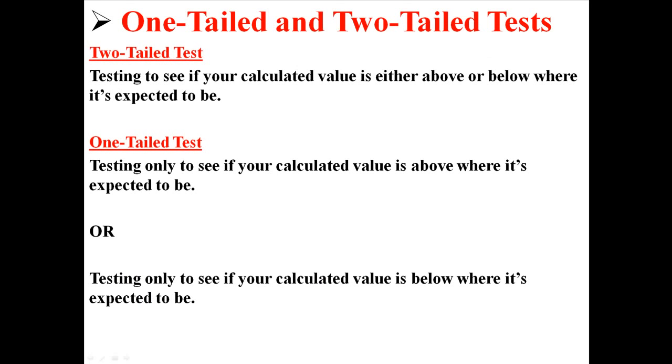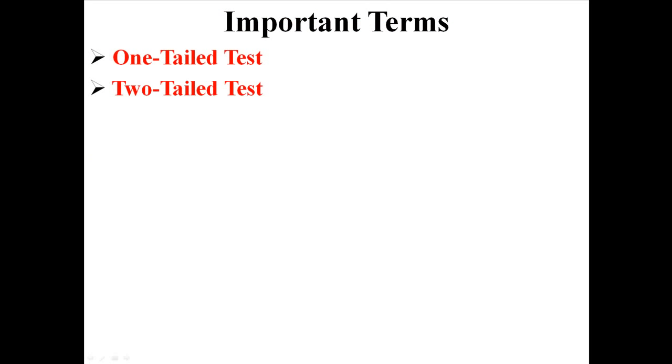So remember, for two-tailed tests, we're testing to see if your calculated value is either above or below where it's expected to be. And a one-tailed test is testing only to see if your value is above where it's expected to be, or testing only to see if your calculated value is below where it's expected to be. Those are one-tailed and two-tailed tests. It just specifies the direction of the test you're performing.